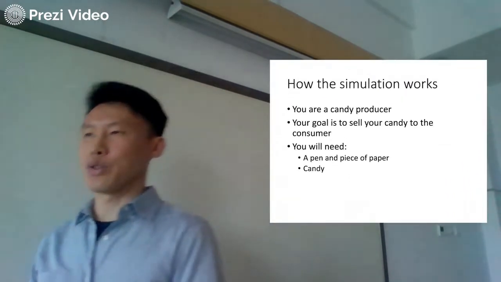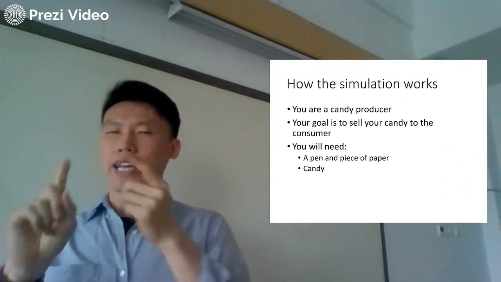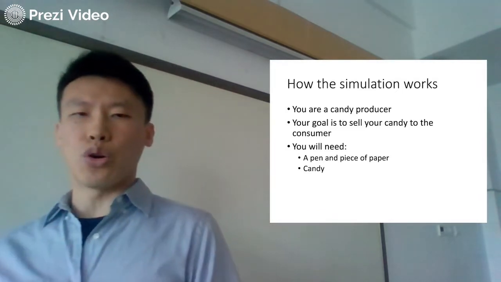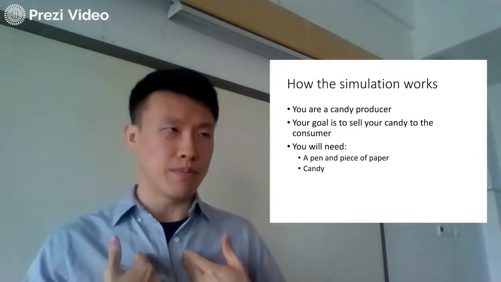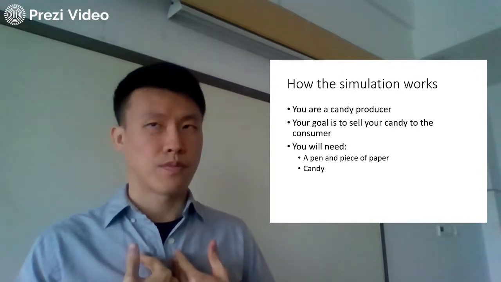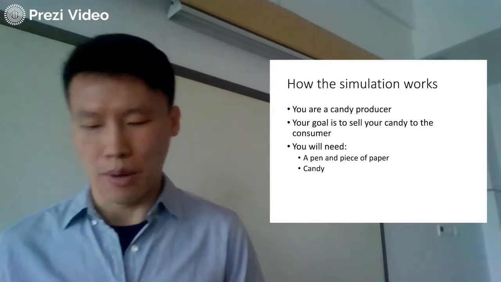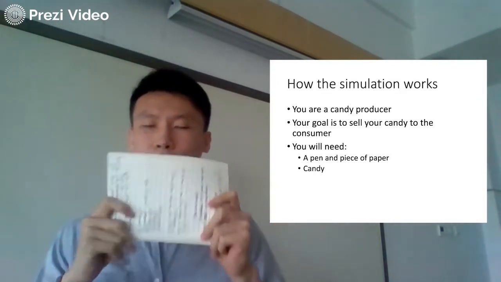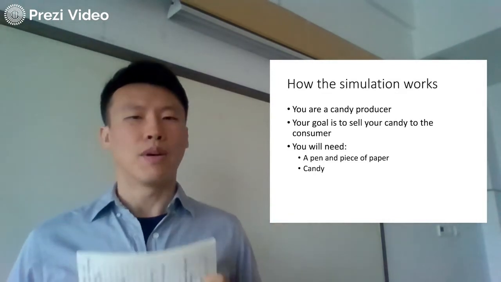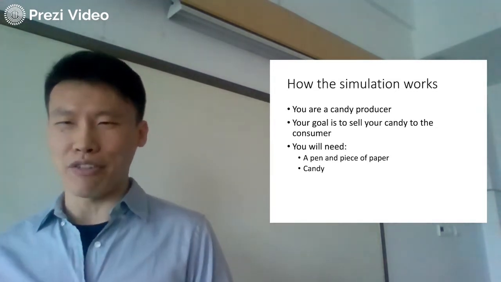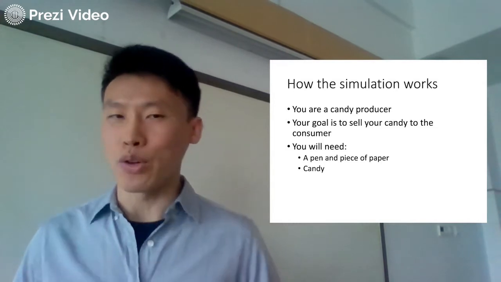So this is how it's going to work. Okay, you are a candy producer, each of you. Okay, you are a candy producer, and your goal is to sell your candy to me, the consumer. Okay, so for this simulation, you're going to need a pen and paper. All right, make sure you have a pen and paper. All right, and you're going to need some candy. Okay, so I have some candy for everyone, and I'm going to hand them out now.